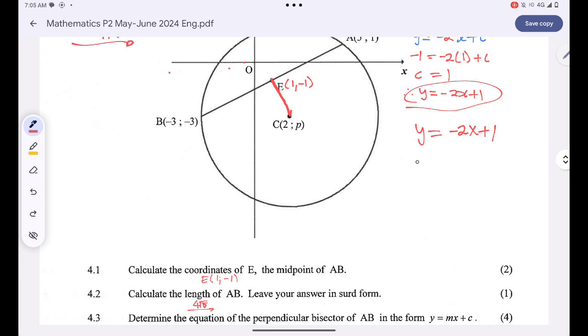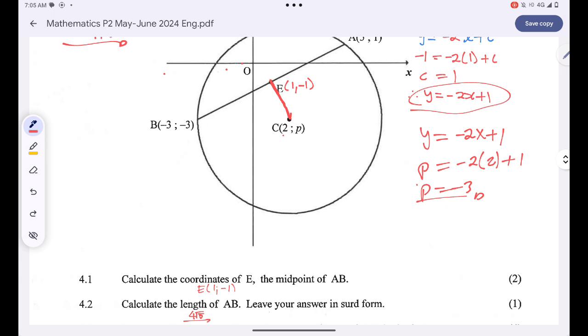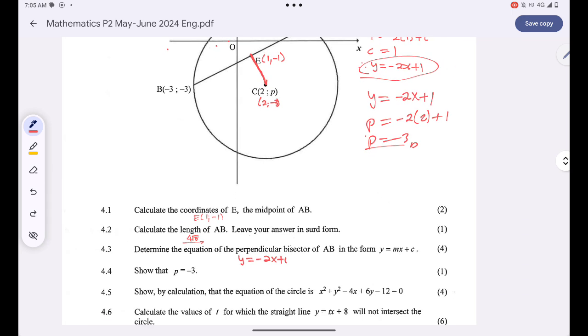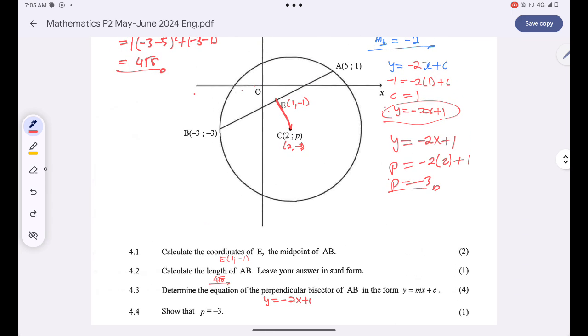I will simply have the value of y is p, and then x is 2. I just want to know what is the corresponding value of x over there. So p will simply be equal to negative 3. So I now know that the coordinates of my center are 2 and negative 3. Okay, and now I must show by calculations that the equation of the circle is equal to that.